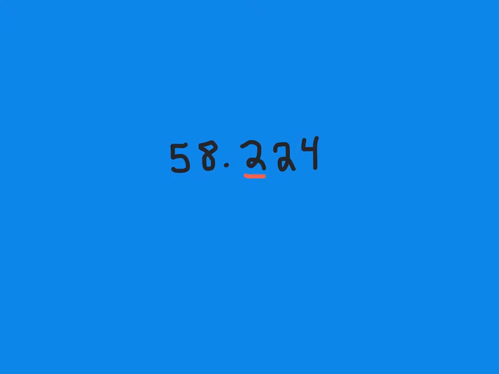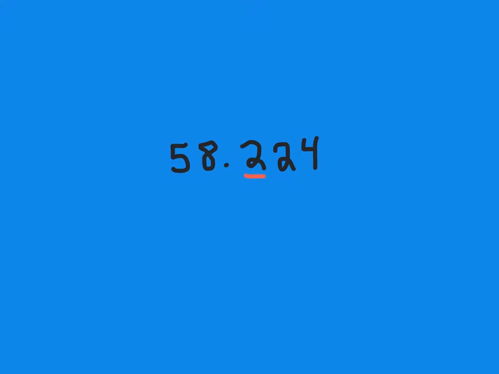I have to round this number, 58 and 224 thousandths, to a specified place value. And my specified place value has been shown by underlining that 2. All right, so how do I do this?